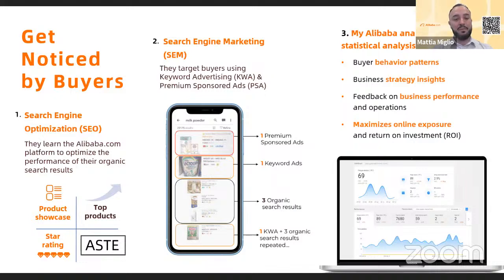If you search for a product on Alibaba.com, the first results that will appear are companies that have purchased the premium sponsor ads, followed by keywords ads, and followed by free organic search results. It is important to understand that the free organic search results are usually companies that have a better star rating system, that have been in our platform for different years. In B2B trade, I will tell you more in the following slide.